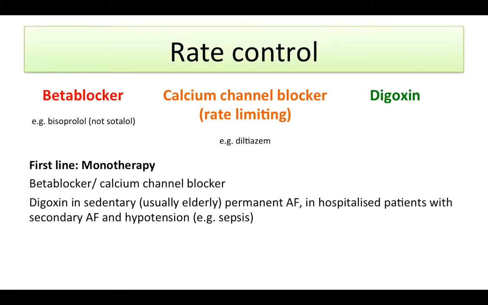According to the NICE guidelines, they recommend first line monotherapy, so beta blockers in most patients. But if, for example, they can't take a beta blocker for whatever reason, then you would go for a calcium channel blocker, and if not, digoxin.